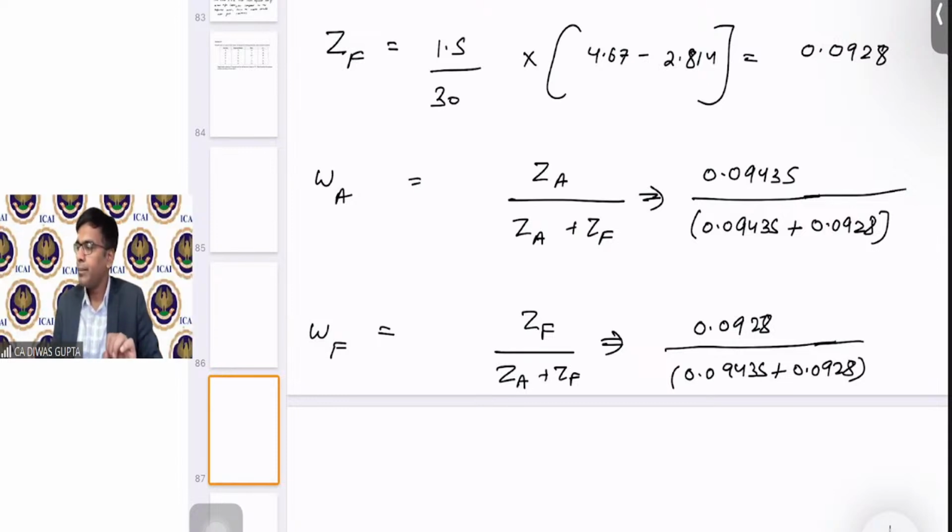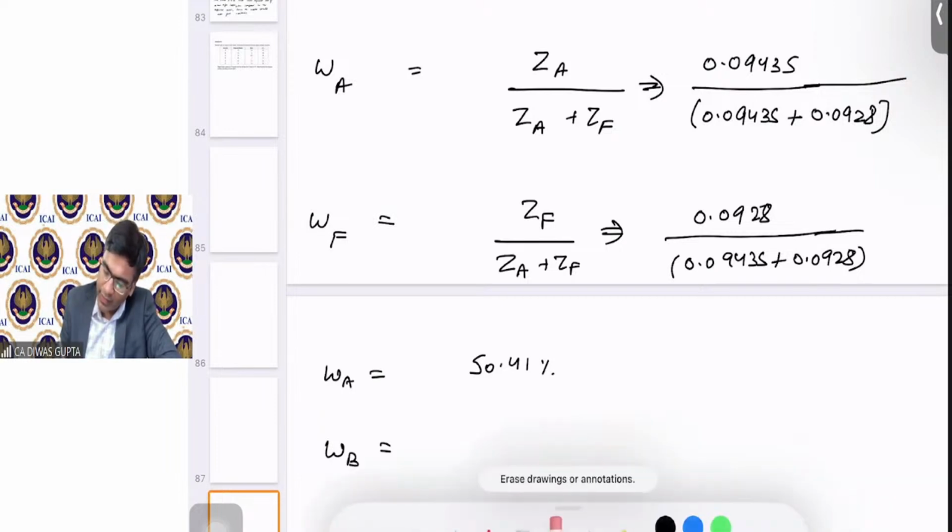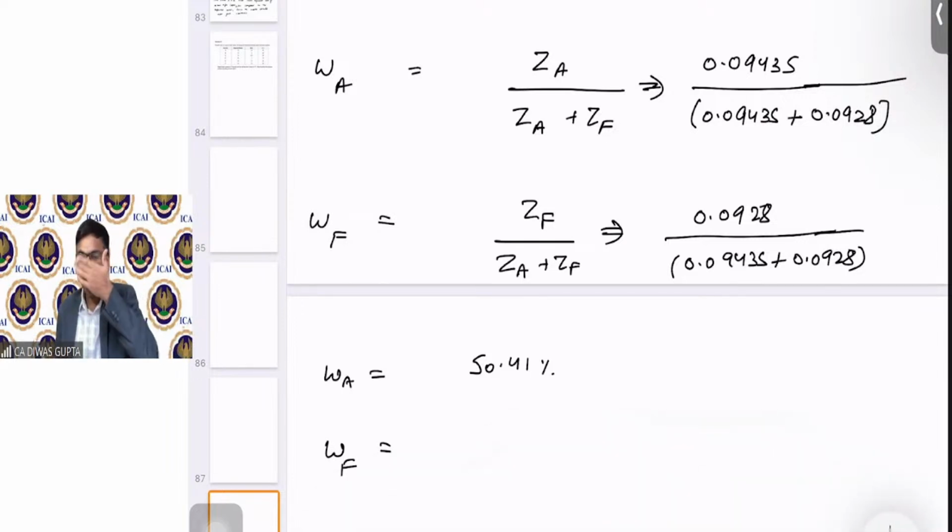Okay, students. So hence, weight of A, if we solve this, comes as 50.41%. And weight of B, sorry, F, not B, but F, because the security is F, comes as 49.59%.